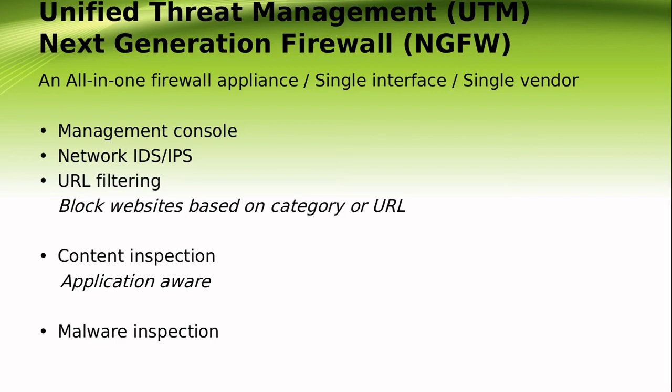So why do we need this? It's an all-in-one firewall appliance, a single interface from a single vendor. There's a management console covering network IDS, IPS, and URL filtering, which blocks websites based on category or URL, as well as content inspection, application inspection, and malware inspection. These are all in the management tool, so you can control everything in one single management console. F-Secure is one of the companies that has a policy manager server, and McAfee and Symantec have their own corporate packages.